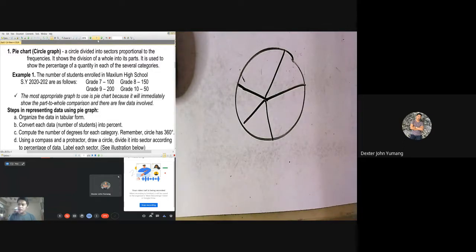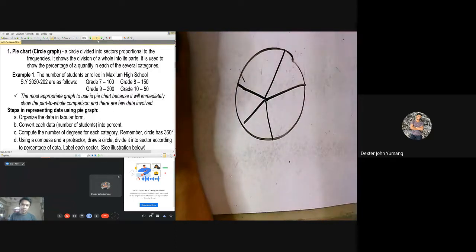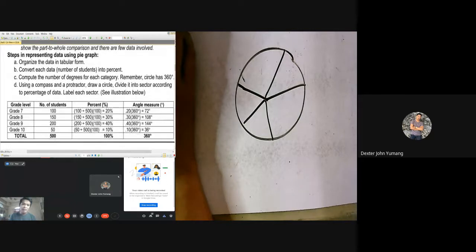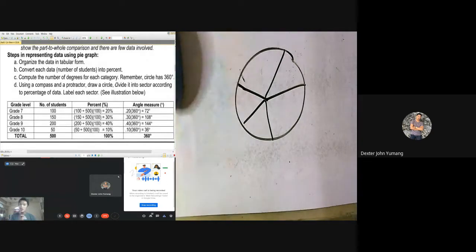Take a look at this example number 1. We have the number of students who are enrolled in Maximum High School, school year 2021 to 2022, which are as follows. We have grade 7 as 100, grade 9 as 200, grade 8 as 150, and grade 10 as 50. So the most appropriate graph to use on this data is the pie chart. So how are we going to create a pie graph? We have the following steps.